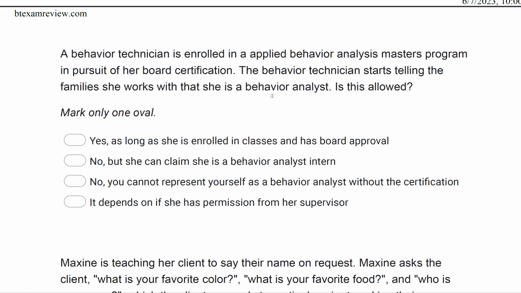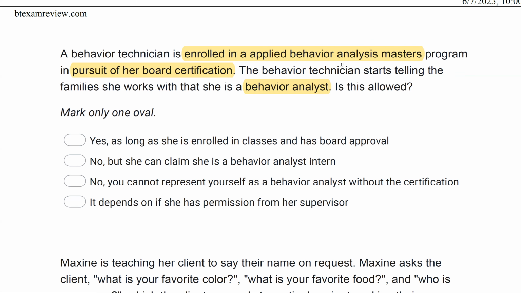However, you are still a technician until you're not, meaning until you've sat for that BCBA exam and passed the exam, you're a technician. And the board specifies in the code that you're not allowed to represent yourself otherwise. So this technician who's enrolled in this master's program in pursuit of her certification, that's great, but she can't start telling families that she's a behavior analyst. She's not, right? She's not a board certified behavior analyst quite yet.